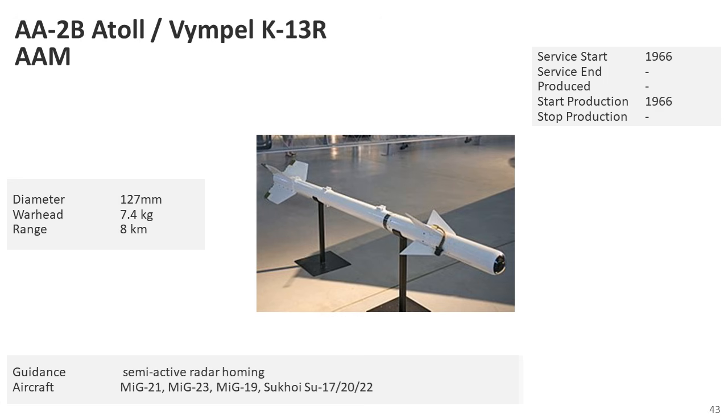While the R3S was being introduced in 1961, work started on a semi-active radar homing version for high-altitude use, the K-13R, with an 8-kilometre range, similar to the little-used US Navy AIM-9C Sidewinder. This took longer to develop and did not enter service until 1966. This version was designated AA-2B Atoll by NATO.